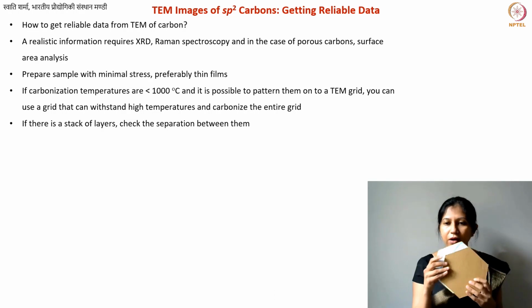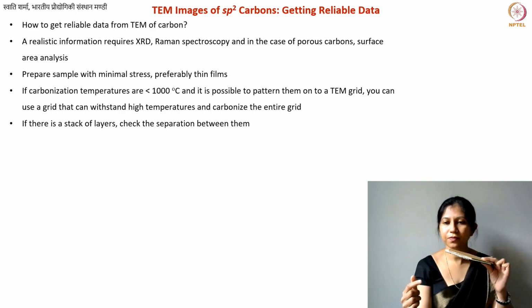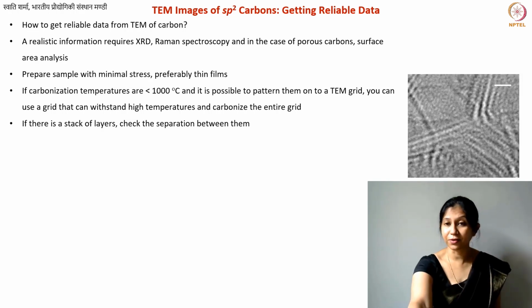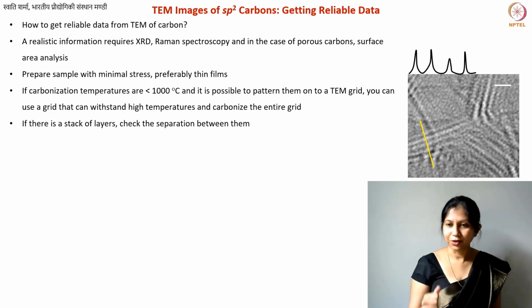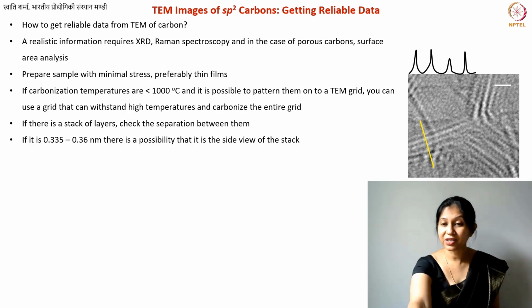So if you are confused, what you're seeing is this view from here or this view. In that case, one potential thing that you can do, and this is often done, is this intensity profile. Basically, as I said, you draw a line here and you take some intensity profile that you get. Now you measure the separation.